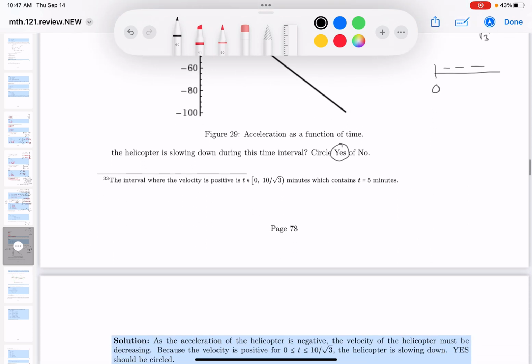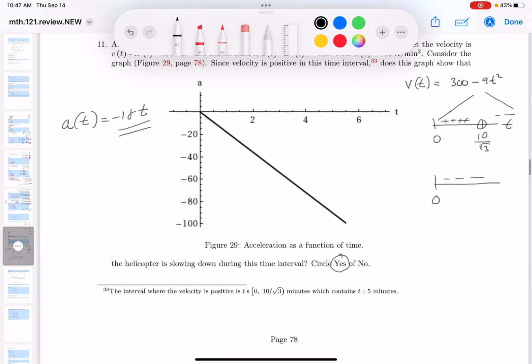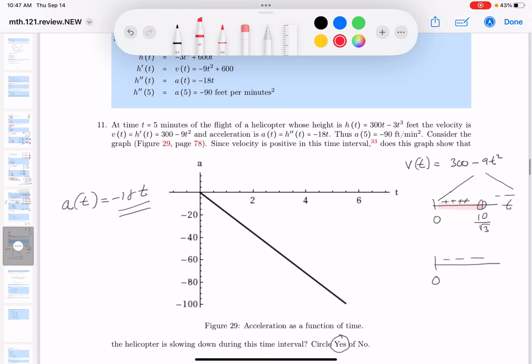Let's go back over here and look at, you know what, I got a footnote over here, too. The interval where velocity is positive is 10 over root 3. I do see that written over here. We did verify that. And the time contained is 5 minutes. Yeah, 5 minutes. I got that right over here. t is 5 minutes, 10 over root 3. You know what I want to do? I want to check out where it is at 5 minutes. So h of 5 minutes. Let me go back over here.